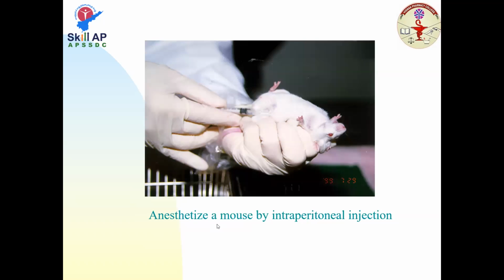Anesthetize the mouse by intraperitoneal injection. After giving the anesthetic and allowing sufficient time, the animal will lose some consciousness. After that, open the eyes and place the capillary tube. Many people might know the capillary tube. If a capillary tube is placed in any liquid, based on capillary action, the liquid will come up to the other side of the tube.